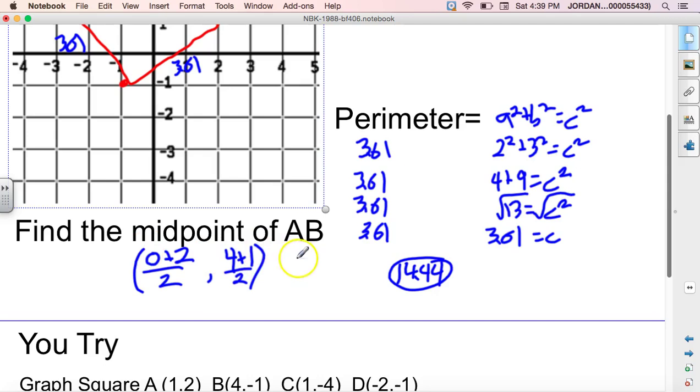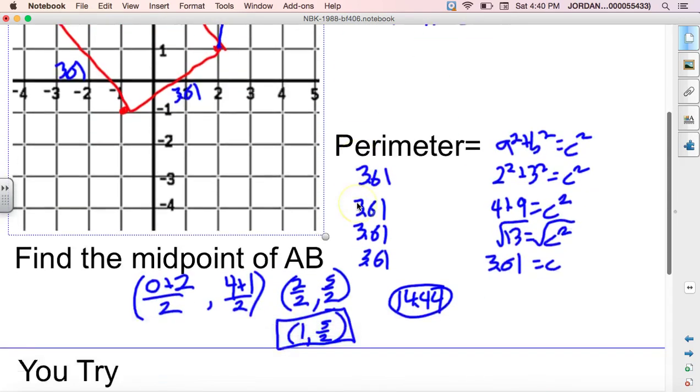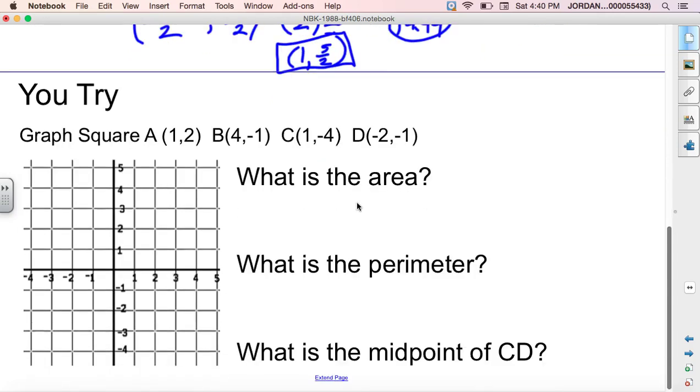0 plus 2 is 2 over 2. 4 plus 1 is 5 over 2. And of course 2 over 2 can simplify to 1. 5 over 2, we'll just leave it as a fraction, or you could write it as a decimal, 2.5. So there's our midpoint. All right, we've got the perimeter of the square, got the midpoint, and then we got the area over here of the square. Okay, so I'm going to pause it, let you guys try this.